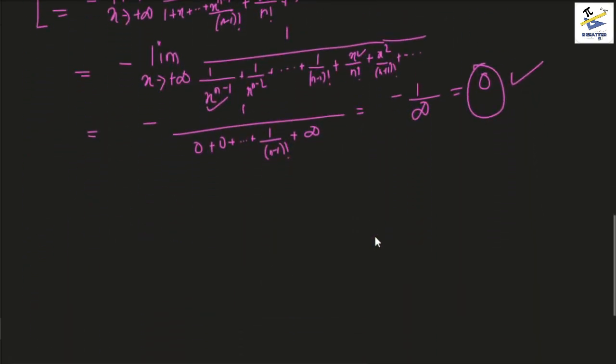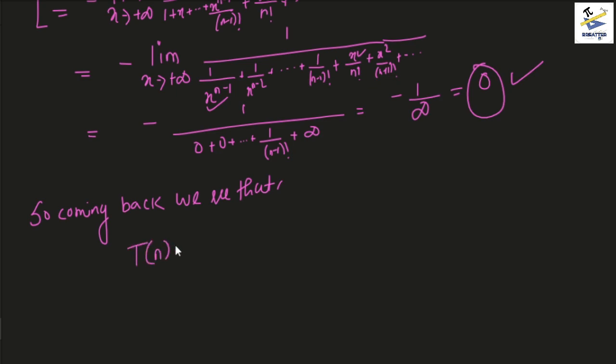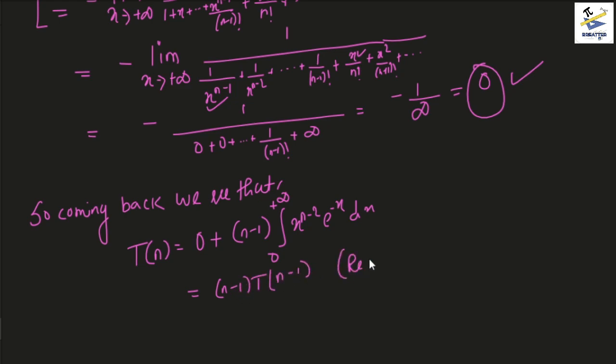So coming back to our function, we see that gamma of n is equal to 0 plus n minus 1 into the integral from 0 to positive infinity of x to the power n minus 2 into e to the power minus x dx, and this would give you n minus 1 into gamma of n minus 1. This is the recursive definition.